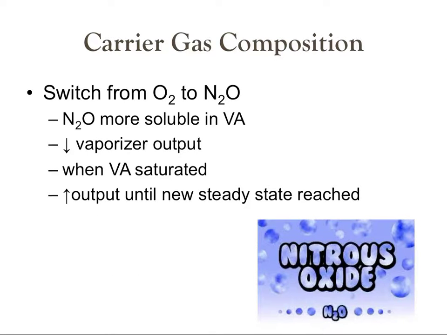Carrier gas composition, mainly switching from oxygen to nitrous oxide, also affects output. Nitrous oxide is more soluble in volatile anesthetics, which decreases the vaporizer output. When the volatile anesthetic is saturated, you have an increase in output until a new steady state is reached. And it is unclear why you move to this new steady state.